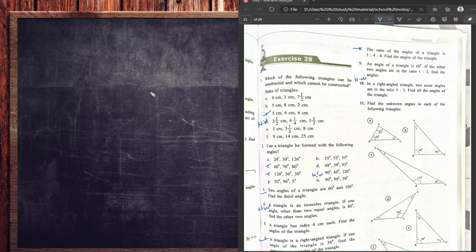Before starting the triangle, let me give you a very basic idea about the triangle. What is that? There are three sides, obviously, and bingo, it's a triangle. So how many types of triangles are there? There are mainly four types of triangles.